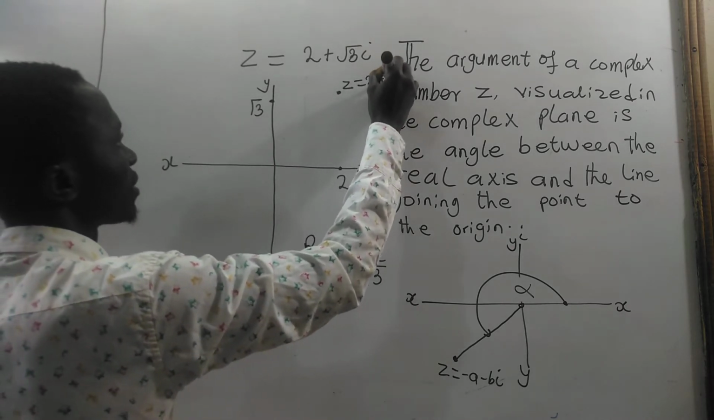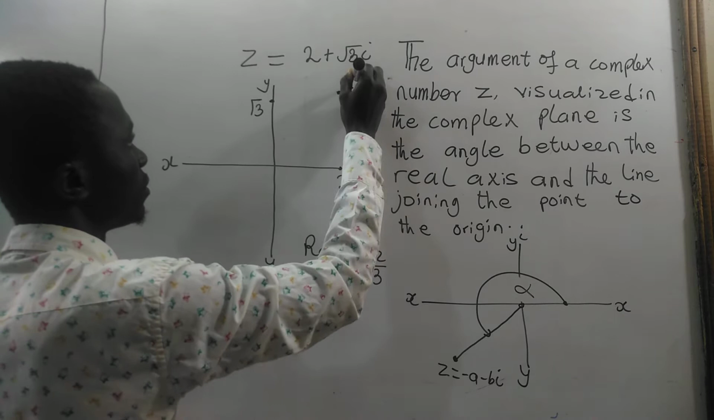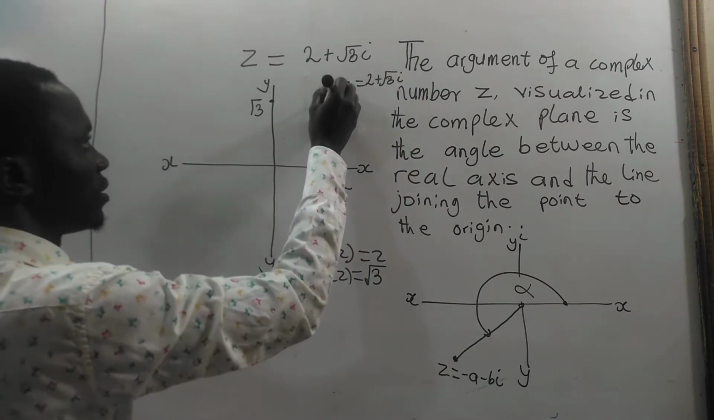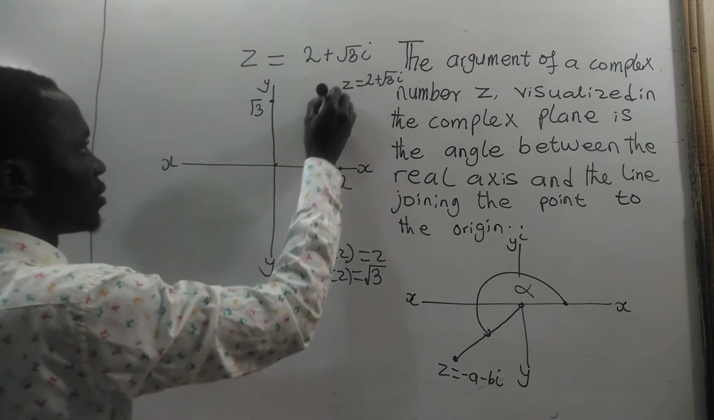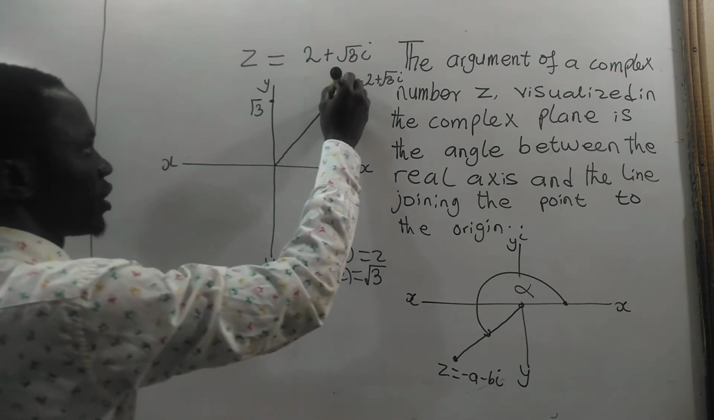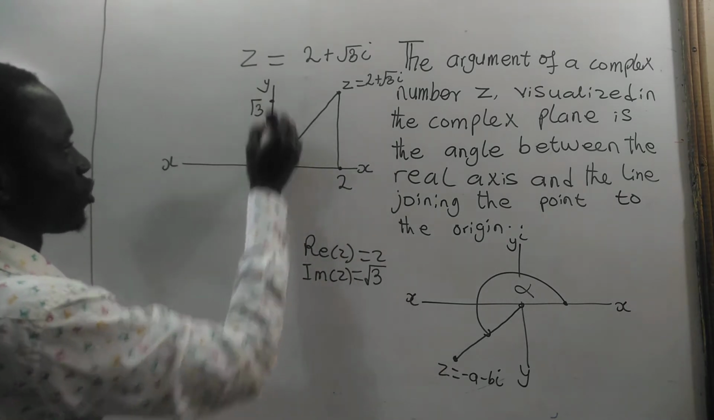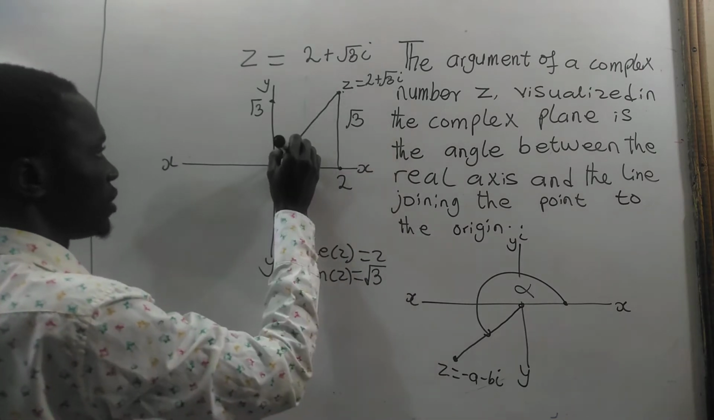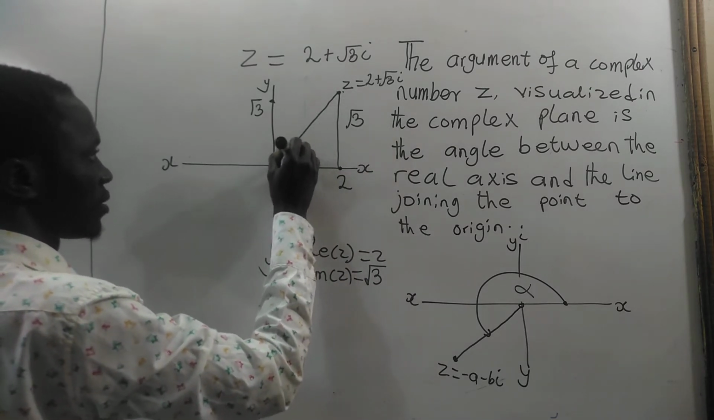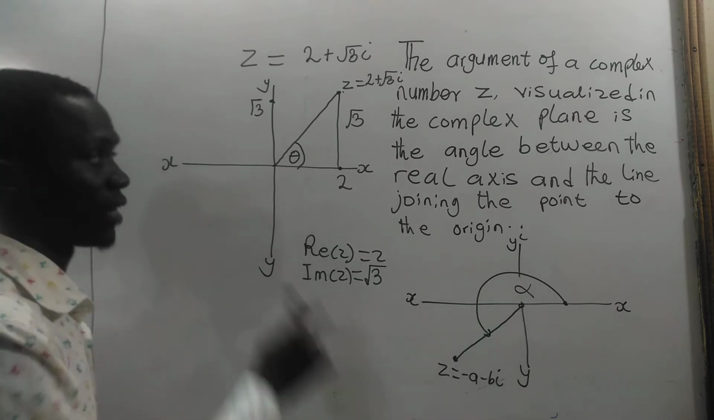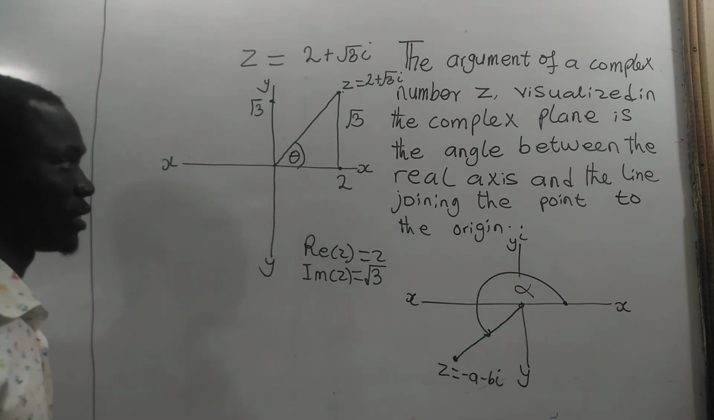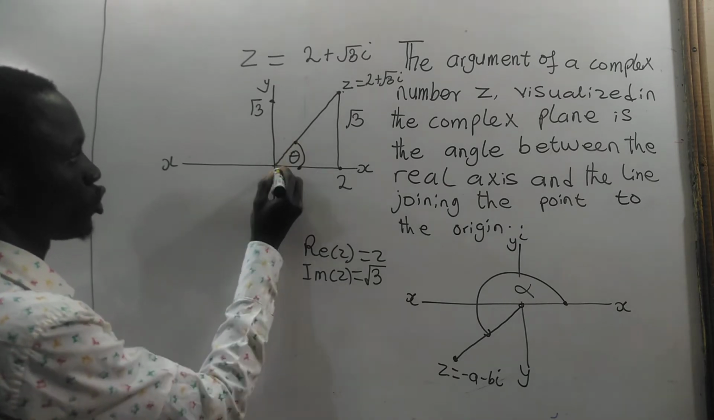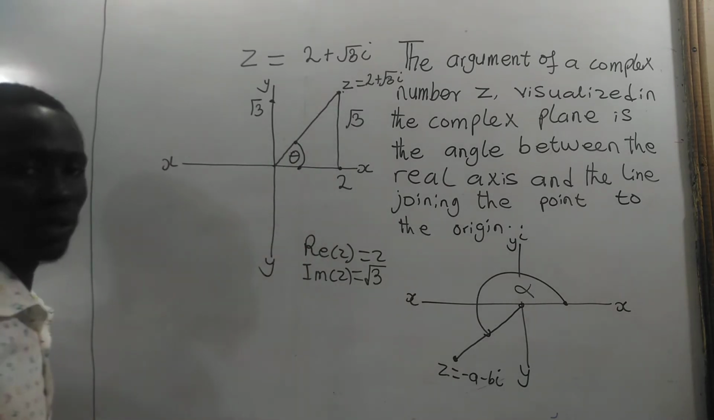If we take the point here as z equal to 2 plus root 3i, then we join the point to the origin. We know that from here to here is root 3. Then we take theta. I'm not going to take alpha for now, let me take theta. The angle from the real axis to the line joining the point to the origin is what we are looking for.